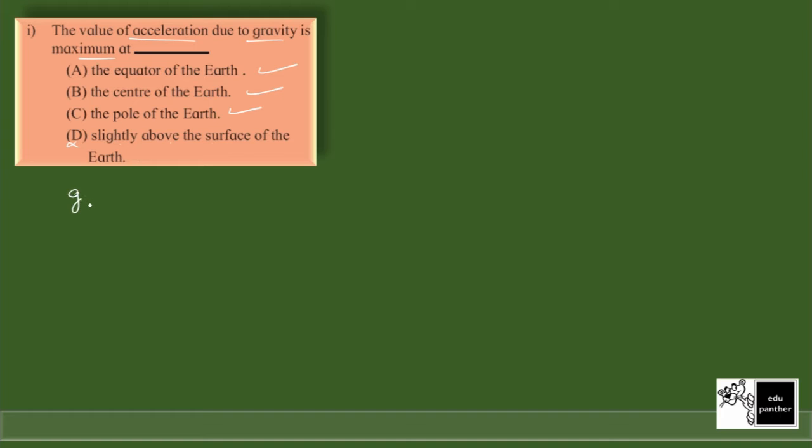If you have revised that formula, that is g_h = g(1 - 2h/R), this formula explains that when you go above the earth's surface, the value of g decreases. So basically you will not get maximum value above the earth's surface. Second is what? At the equator. And at the center option will be removed because at the center the value of g is always 0. So for the equator and pole, we have this formula.